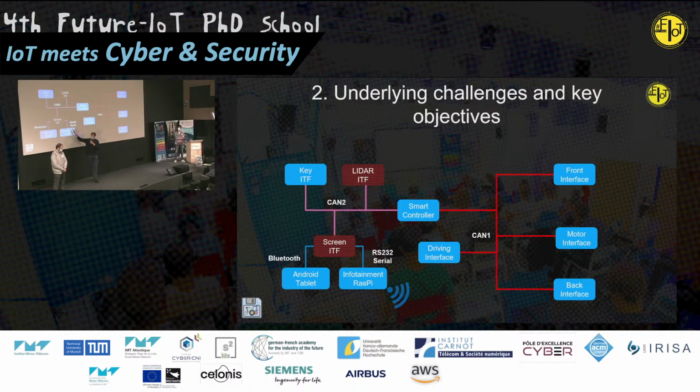But as you see, the screen interface is red, and so is the LiDAR. This means that this is not fully developed and working, so we had some problems here, so we could not get on the CAN2 network. On the CAN2 network, there is the key and the smart controller that are speaking. CAN is a communication protocol for serial languages, by the way.